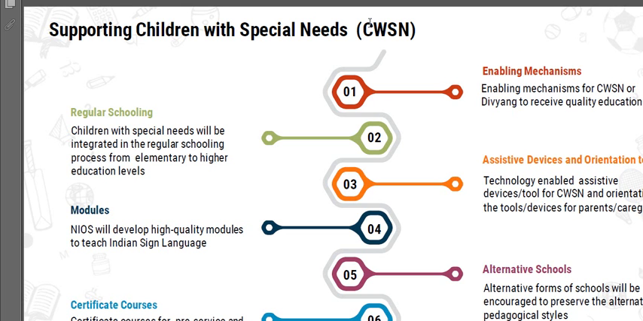Assistive devices and orientation to parents. Technology-enabled assistive devices and tools for CWSN, and orientation on the tools and devices for parents and caregivers. Models. NIOS will develop high quality models to teach Indian Sign Language. Alternative forms of school will be encouraged to preserve the alternative pedagogical system. Certificate courses for pre-service and in-service teachers to become special educators.